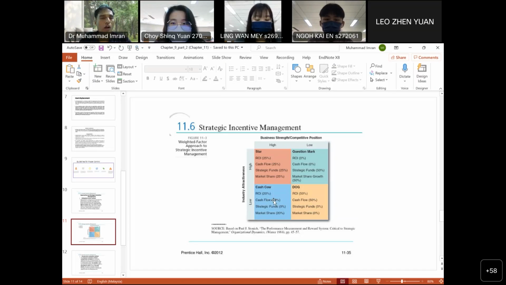How about the dogs? Even the competitive position is low and the industry attractiveness is low. Return on investment 50%, cash flow 50%, but strategic fund and market share are 0, because they are going to die soon. They will be closed.